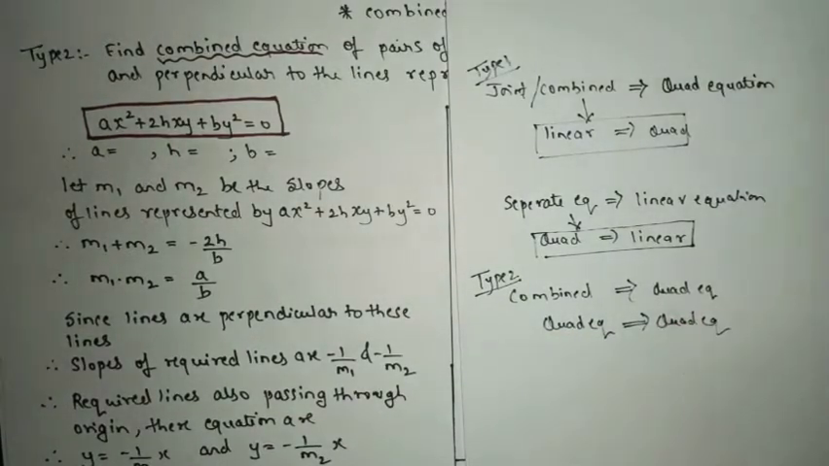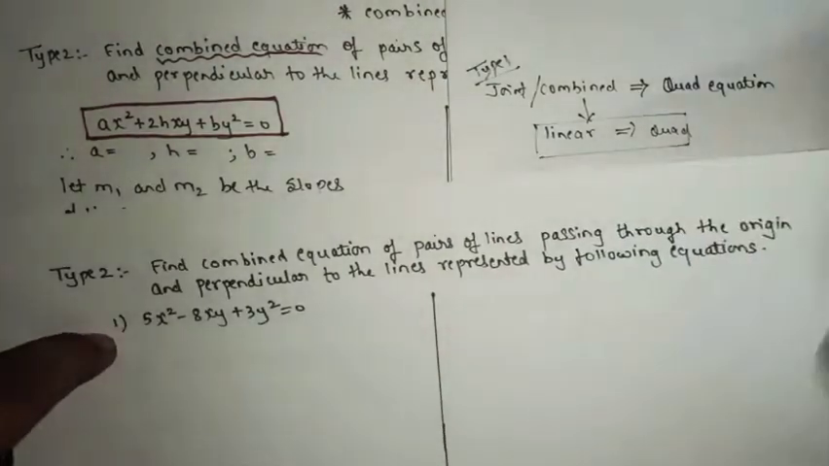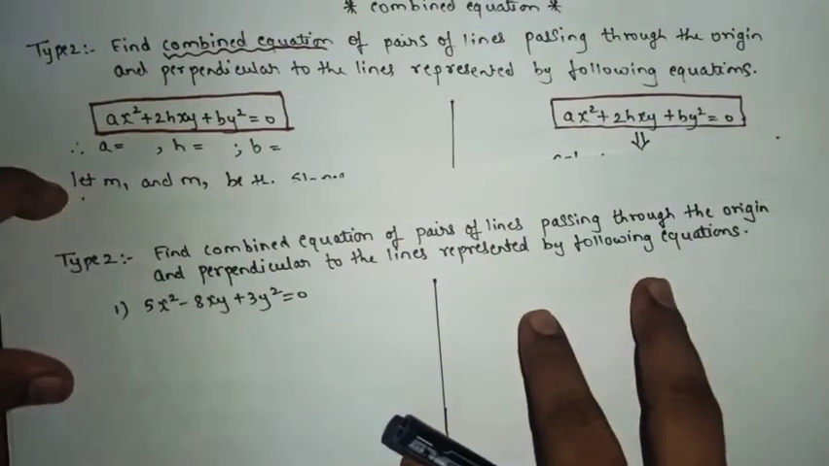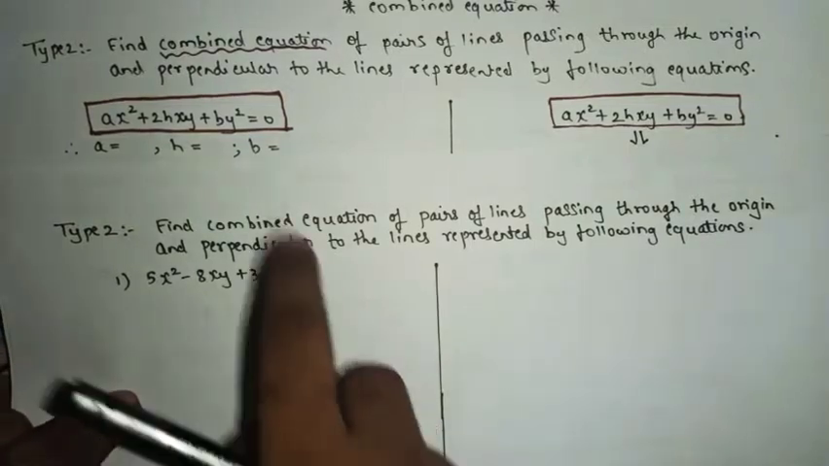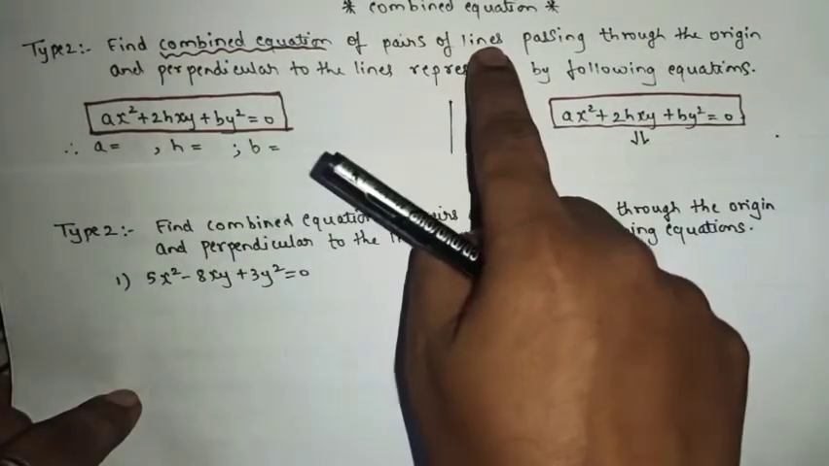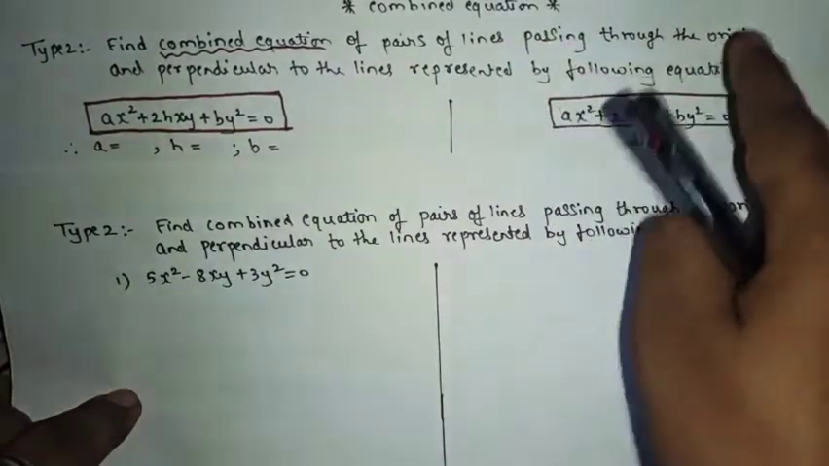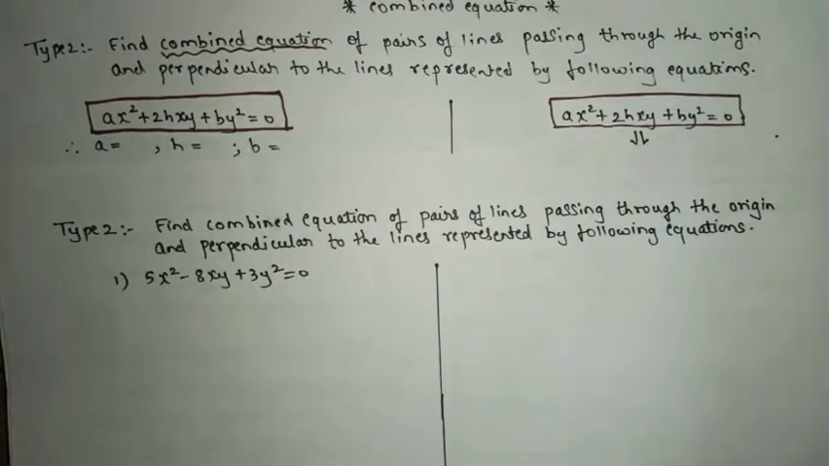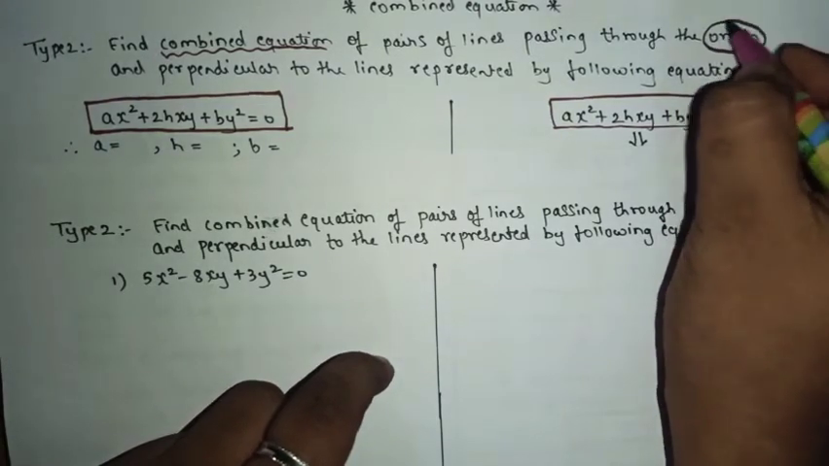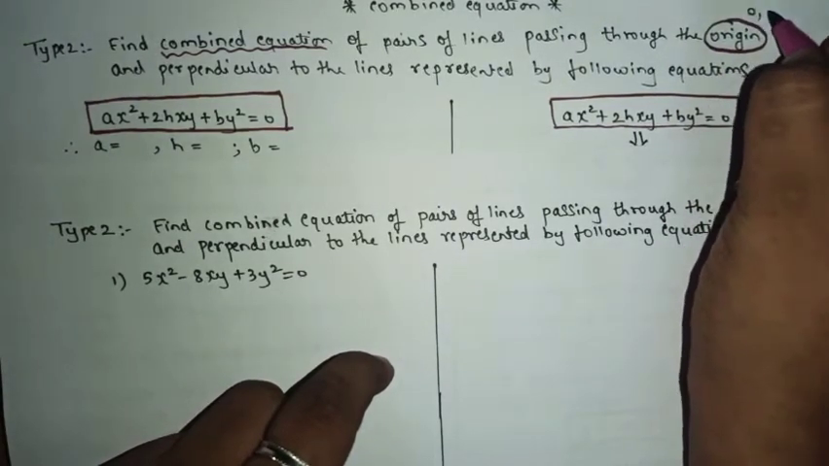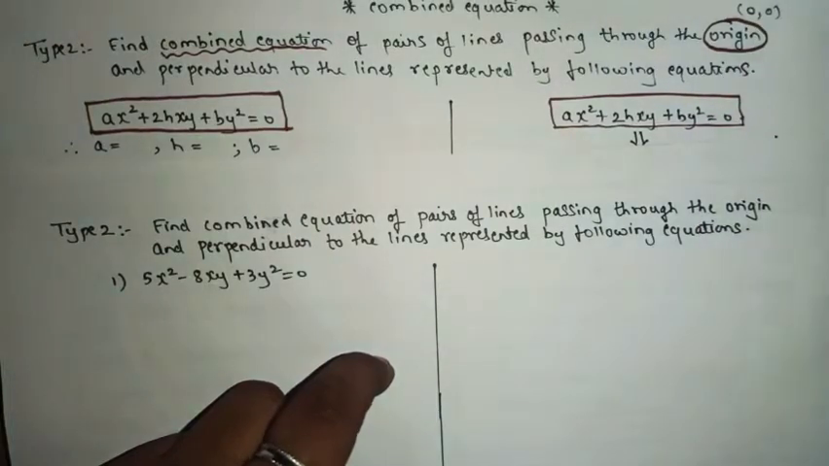Okay, now listen here. The question will be in this form: find the combined equation of the pair of lines passing through the origin. So they will use the words passing through origin. As we know, origin means what? 0 comma 0, yes or no?